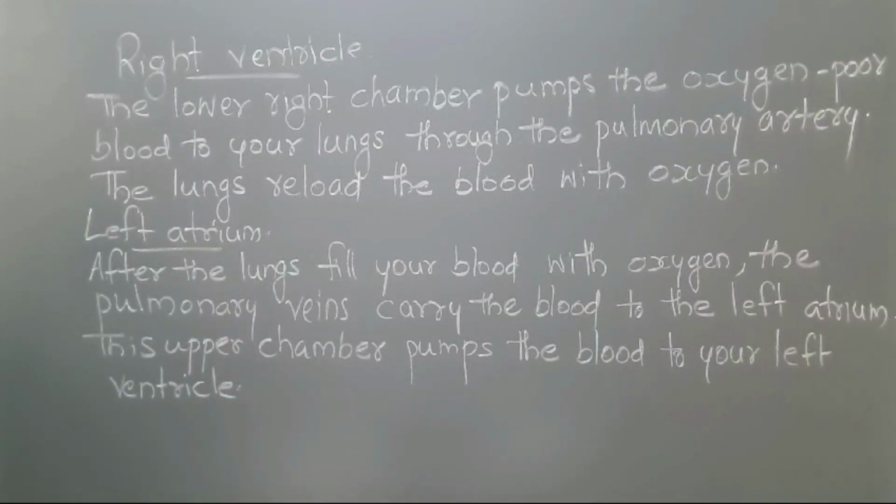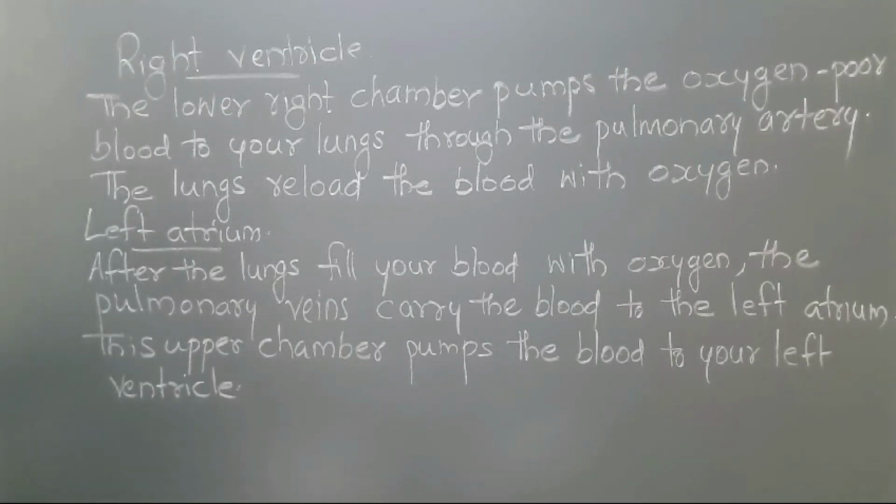After the lungs fill your blood with oxygen, the pulmonary veins carry the blood to the left atrium. Pulmonary veins carry oxygenated blood to the left atrium. This upper chamber pumps the blood to your left ventricle.